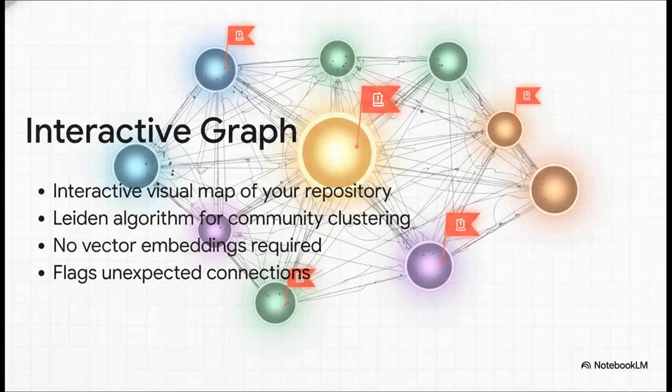And the output you get is this awesome interactive graph.html file. It's a fully clickable map of your repository. It actually uses the Leiden algorithm for community clustering based on true graph topology, so absolutely zero vector embeddings required here. It's amazing because it flags these unexpected cross-domain connections. You can literally navigate your God nodes and discover crazy architectural surprises without reading a single line of raw code.